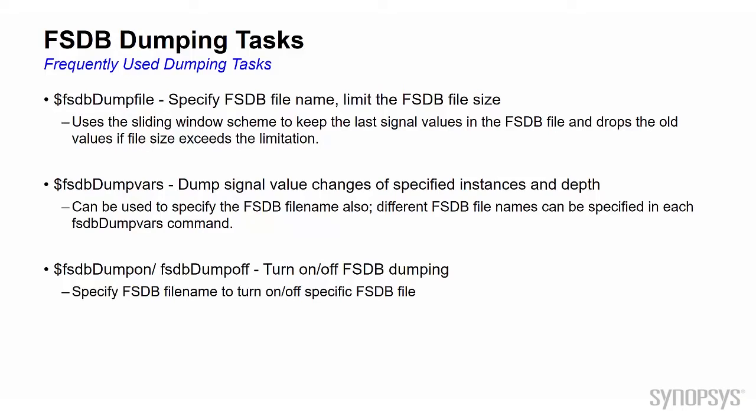Now let's take a look at some of the frequently used dumping tasks. The fsdbDumpfile is used to specify the FSDB file name or limit the FSDB file size. fsdbDumpvars, as we previously mentioned, dumps signal value changes of the specified instances and depth. As for fsdbDumpon and fsdbDumpoff, they are used to turn on or off the FSDB dumping.